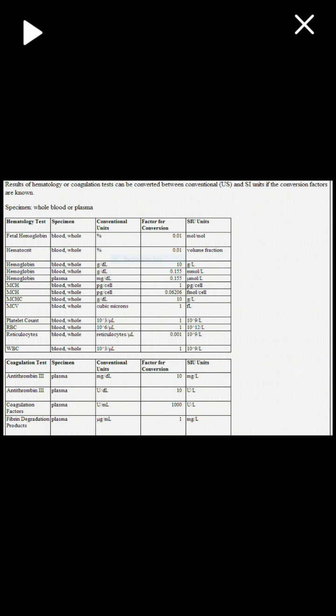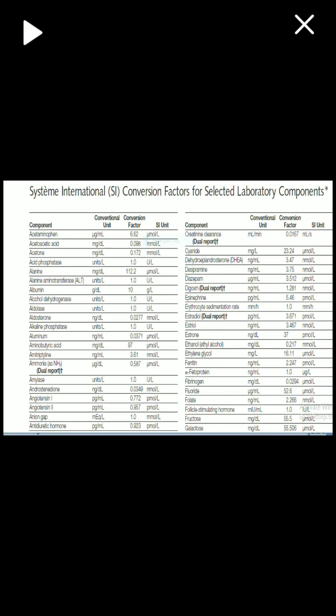Similarly, we'll go for some of the biochemical parameters where we have the conventional unit, conversion factor and the SI unit. I'll take one of the examples in this. Just go to the albumin component here. Albumin's conventional unit is gram per deciliter. If you use the conversion factor 10, then the SI unit will be gram per liter.